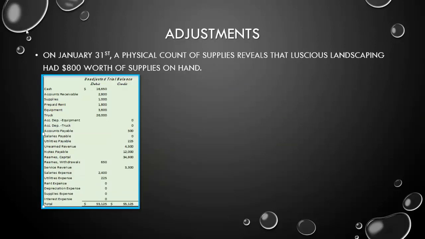Next, we're going to have to figure out what our adjustment is going to be for a physical count of supplies at the end of the period. Luscious Landscaping has $800 worth of supplies left at period's end. But what did they have before? We can find that on our unadjusted trial balance. They had $1,000 worth of supplies before we did this physical count.